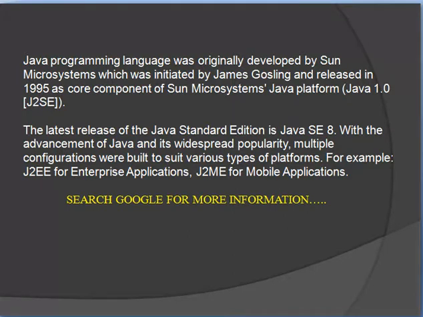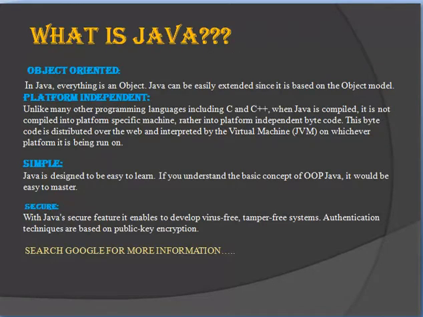So what is Java? Java is object-oriented. In Java, everything is an object. Java can be easily extended since it is based on an object model. In object-oriented programming, we have what is called inheritance, encapsulation, polymorphism, and abstraction. We have different categories in object-oriented, and Java is also platform independent.